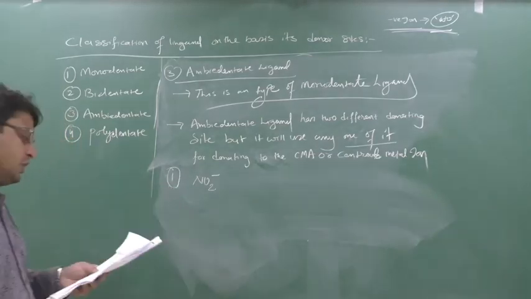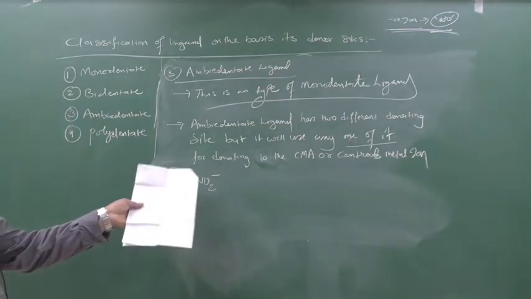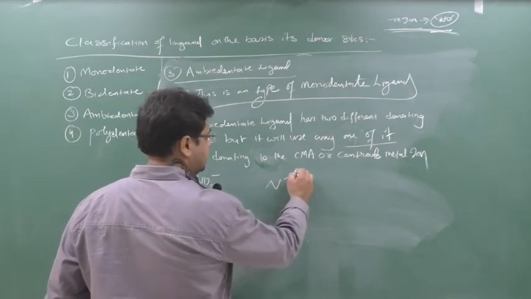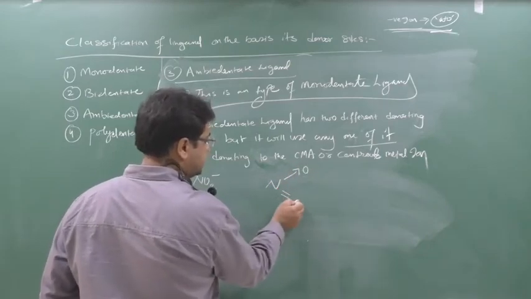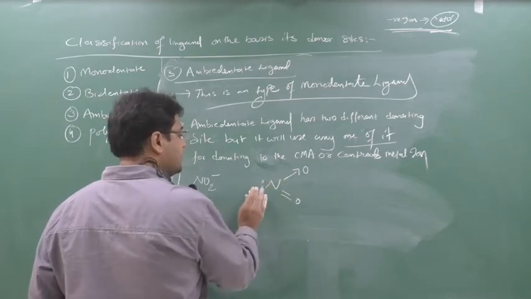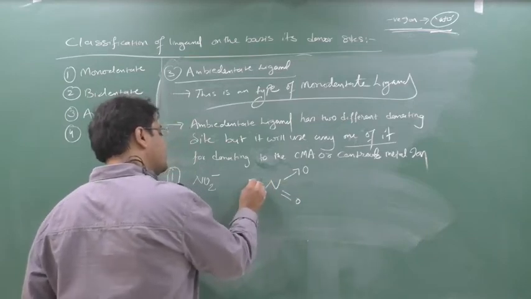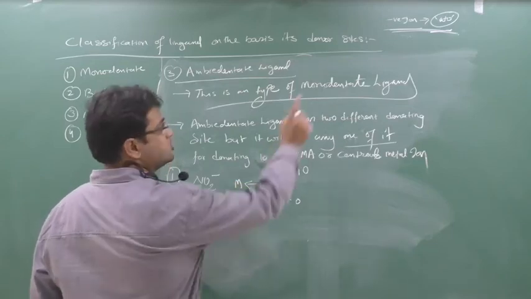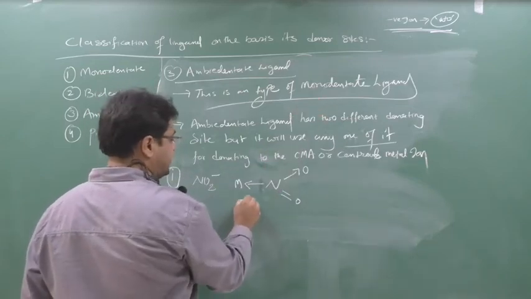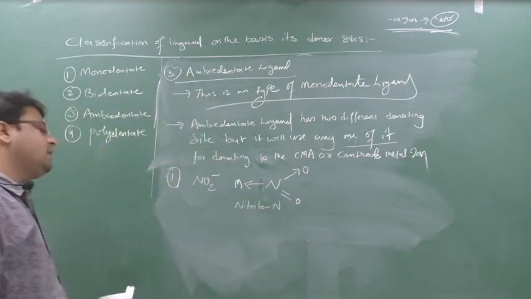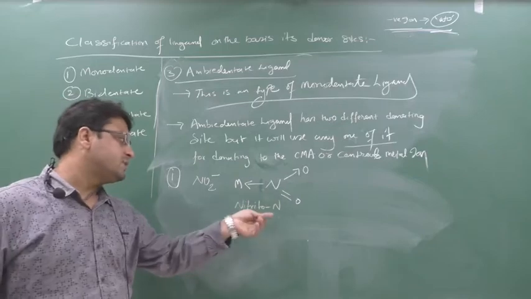Now here there are also two donor sites. The first donor site is nitrogen, another donor site is oxygen. If this nitrogen is the donor site to the metal bond, then the ligand is called nitrito N. Why nitrito N? Because N is the donor site, that's why N.